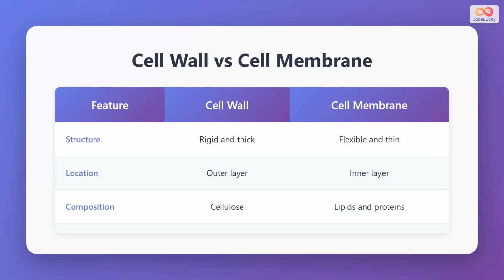It's important to understand the key differences between the cell wall and cell membrane. The cell wall is rigid and thick, while the cell membrane is flexible and thin. The cell wall is located in the outer layer, whereas the cell membrane is found in the inner layer. The cell wall is composed of cellulose, but the cell membrane is made of lipids and proteins. Finally, the cell wall is fully permeable, allowing all substances to pass through, while the cell membrane is selectively permeable, controlling what enters and exits the cell.